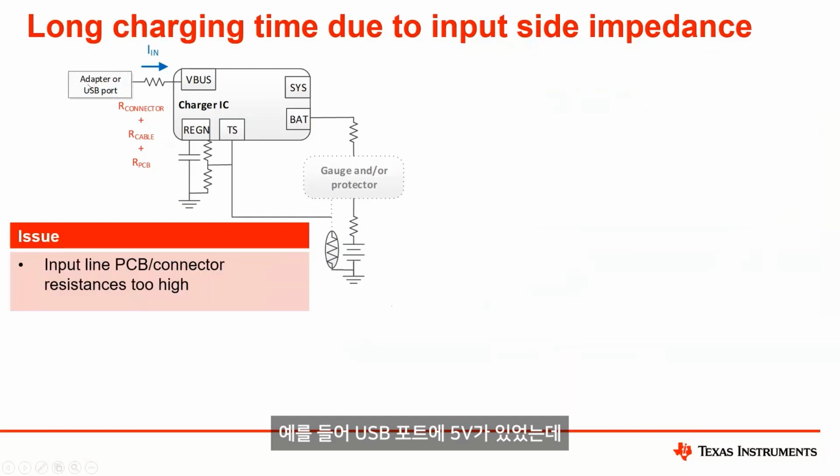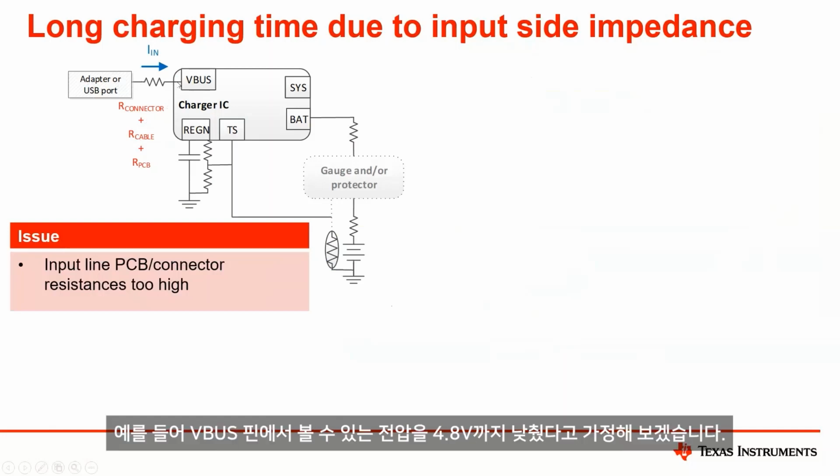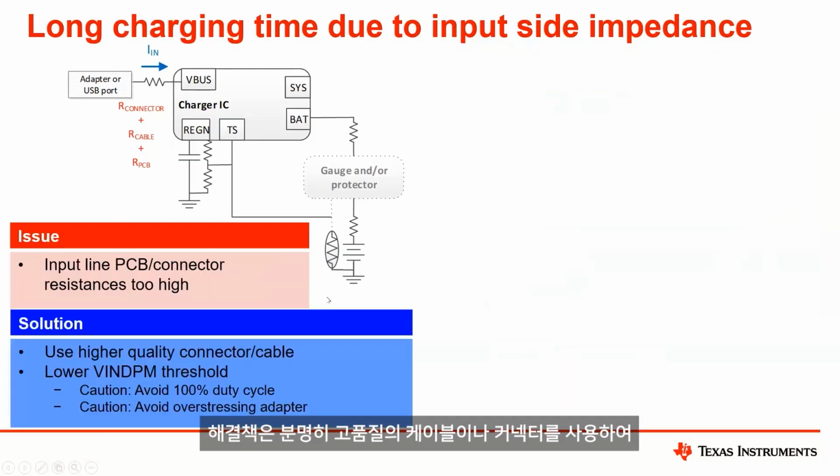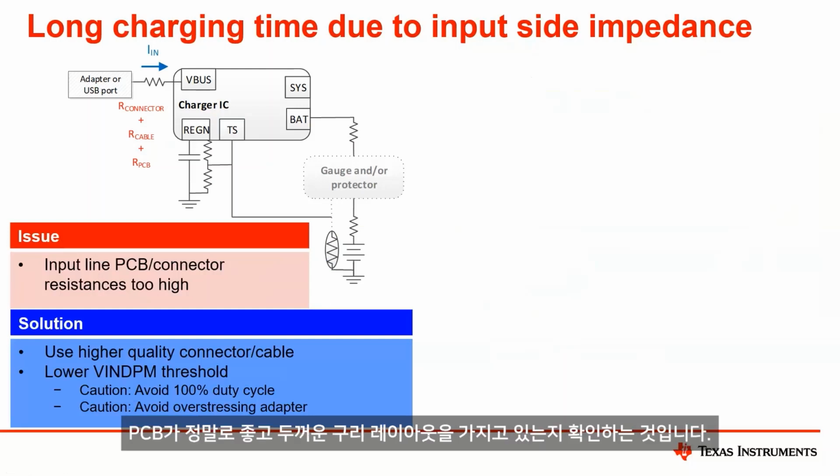So let's say you had a 5 volt USB port, but the input current across that resistor reduces the voltage seen by the charger at its input pin, the VBUS pin, for example, down to like 4.8 or something. So that can cause some issues for the charger. The solution would be to obviously use a higher quality cable or connector and make sure that your PCB has really, really good, thick copper layout.